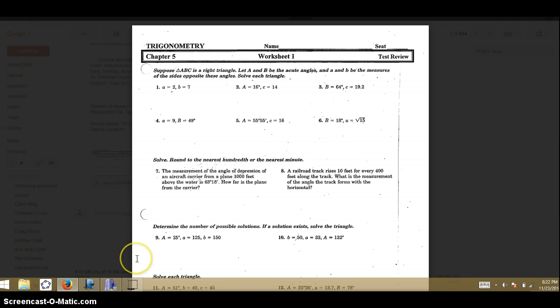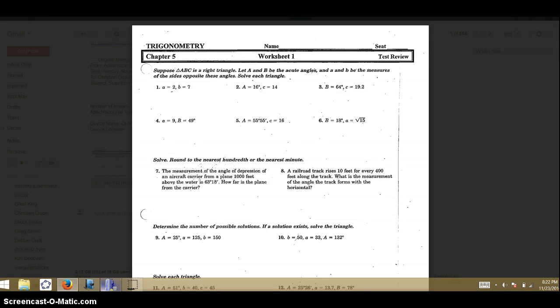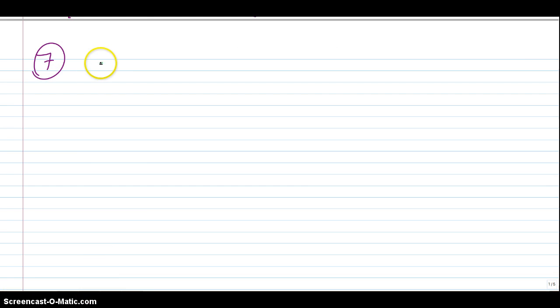Okay? Alright, number 7, this is a word problem. The measurement of the angle of depression of an aircraft carrier from a plane 1,000 feet above the water is 63 degrees 18 minutes. How far is the plane from the carrier? Alright, so I'm going to draw a picture here. Somewhere here is a little aircraft carrier. We got a little boat. I know it's not really an aircraft carrier, but we'll pretend it is.